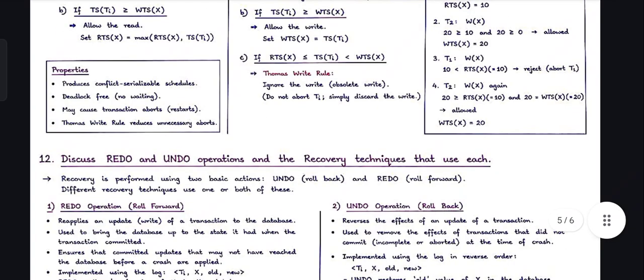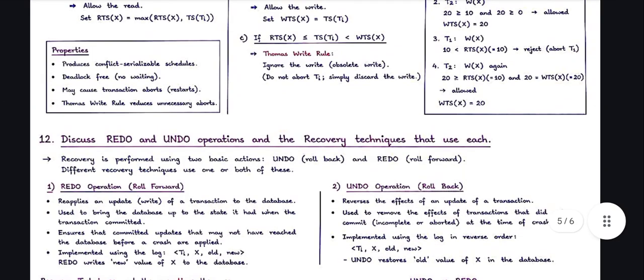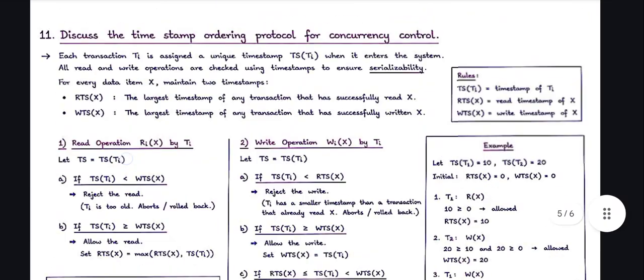If RTS of X is less than or equal to TS of Ti, and TS of Ti is less than WTS of X, the Thomas write rule applies: ignore the write, it is an obsolete write. Do not abort Ti, simply discard the write.